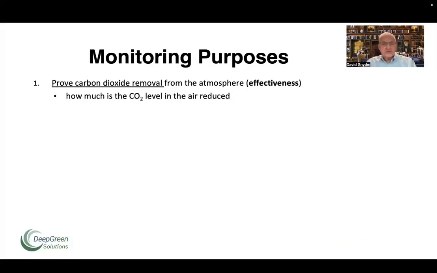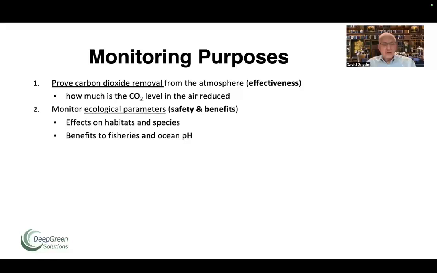Monitoring we will do will first be to measure how much carbon dioxide is actually being removed. Second, we need to monitor any potential effects on habitats and species and also show whether the phytoplankton growth is indeed contributing to the food chain to increase fish production and reduce the problem with ocean acidification.